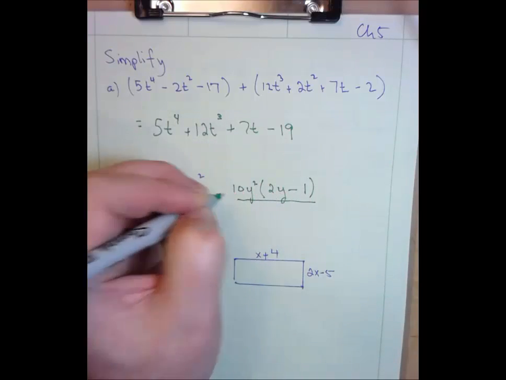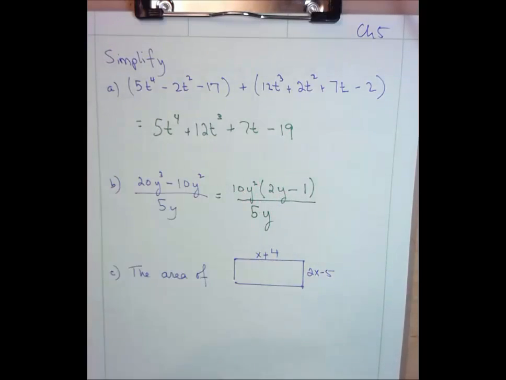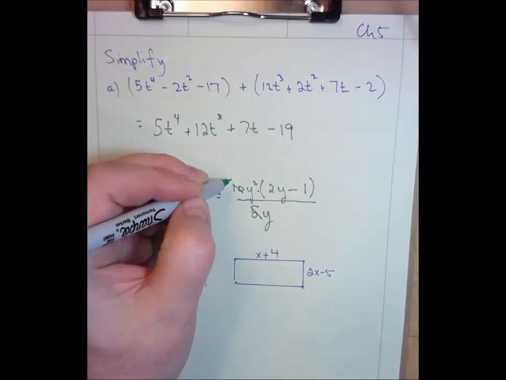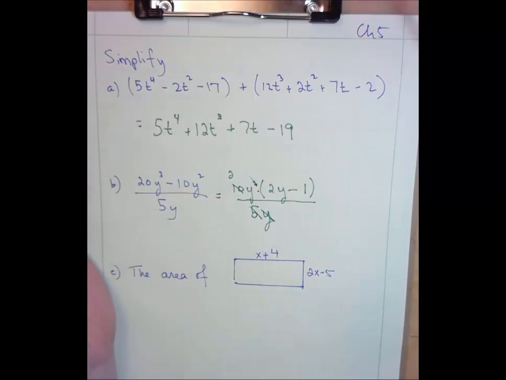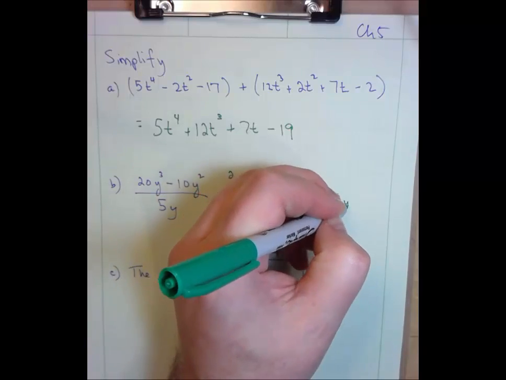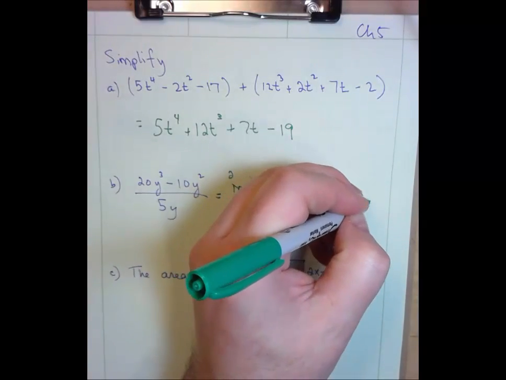And now we can divide this by 5y again, and now we can look for some cancellation. This 5 will cancel into this 10, leaving 2 behind. This y will cancel with one of those y's, so the net result is 2y times 2y minus 1.